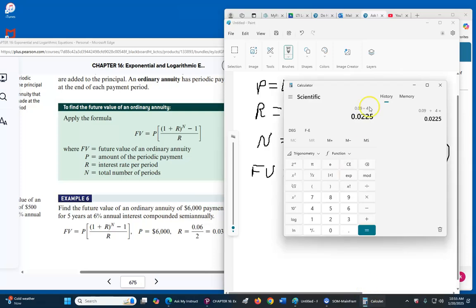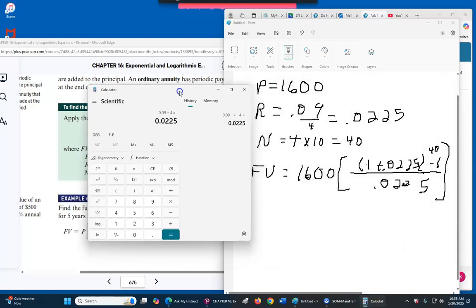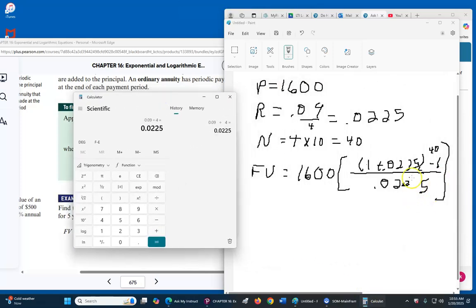So I need a calculator to do all this work for me. So let's see if I can do this. I'd start here in the parenthesis, and I'd add 1 plus 0.0225. So that'd be 1.0225. Then I want to raise that to the 40th power. On this calculator, I've got this button here. I can raise that to the 40th power. I get a little over 2.